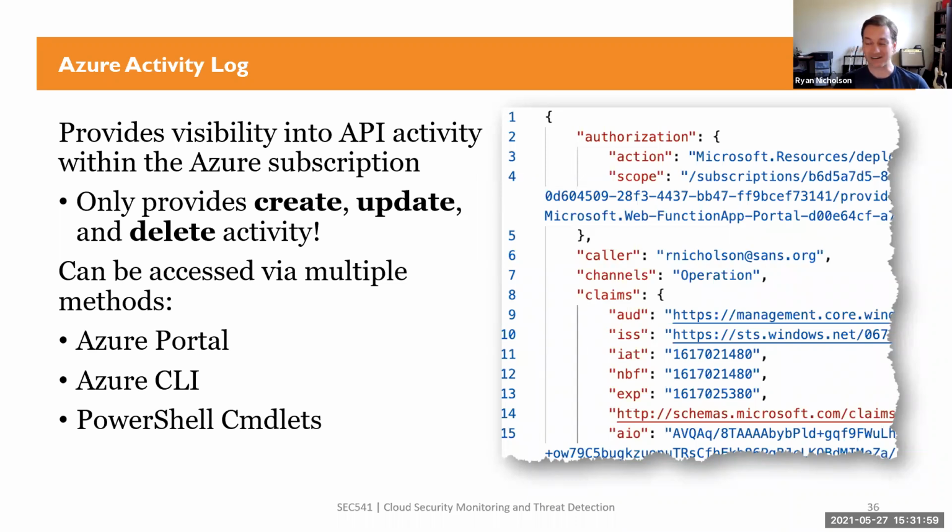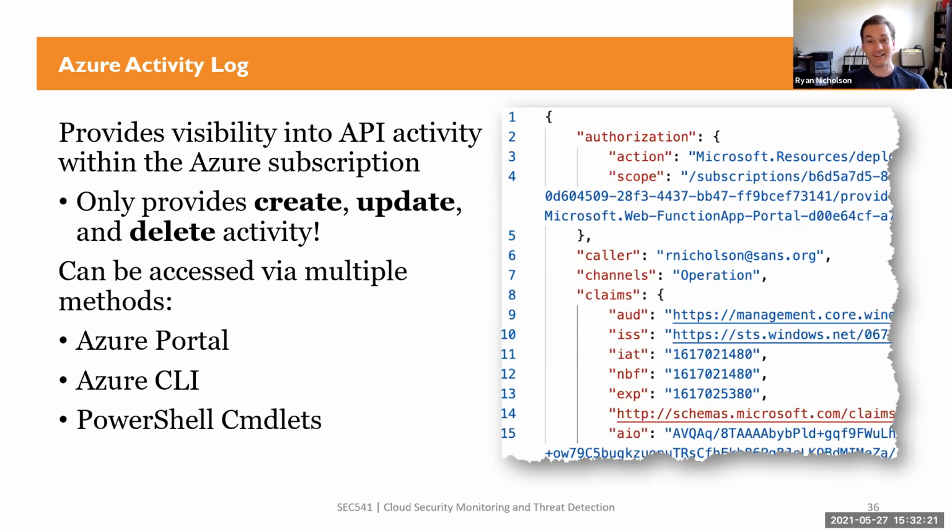Now, there is a problem here. If you read that first bullet that I call out, that's where you're going to see a huge difference between CloudTrail and the Azure Activity Log. It only provides create, update, and delete activities. So if you're familiar with the acronym CRUD, right? It stands for create, read, update, delete. There's one of them missing here, read activity.